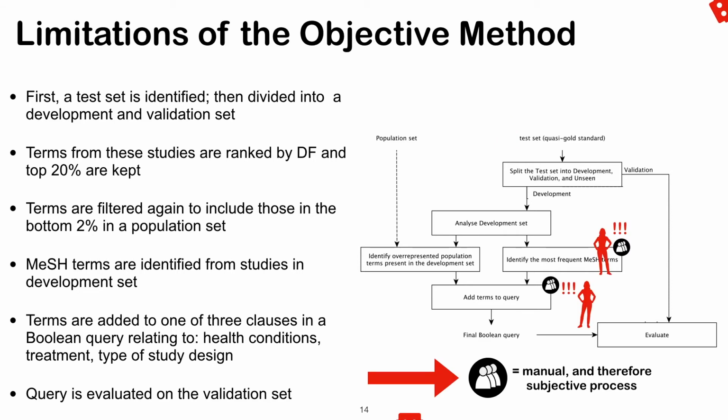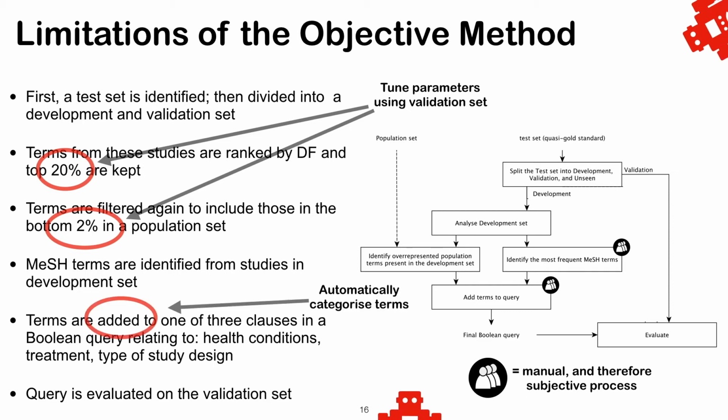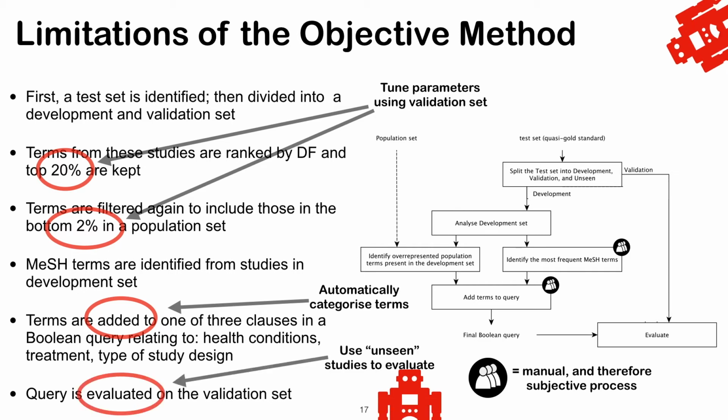However, there's some limitations to this approach, which is that there's some manual and therefore subjective or biased processes in this otherwise objective methodology. For example, these parameters which are used to filter out terms could be tuned automatically. The way in which terms are added to the query is also subjective, and we could automatically categorize terms and filter them to those which are contributing the most to retrieval. Finally, we recognize that in order to tune parameters using the validation set, we would need to use another set of studies for evaluation. Therefore, we use the validation set to tune parameters and evaluate on a new unseen set.